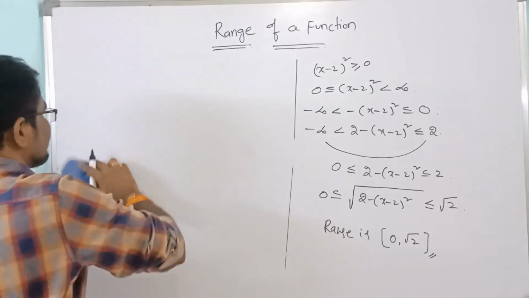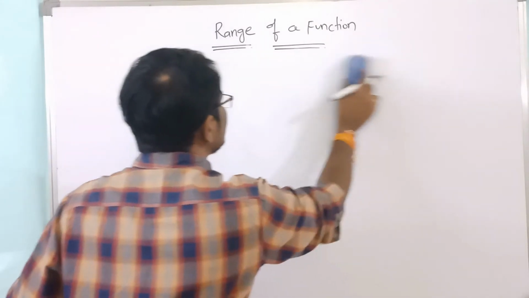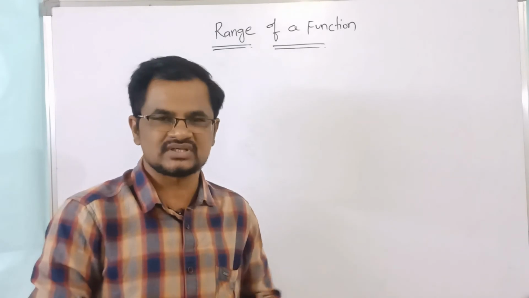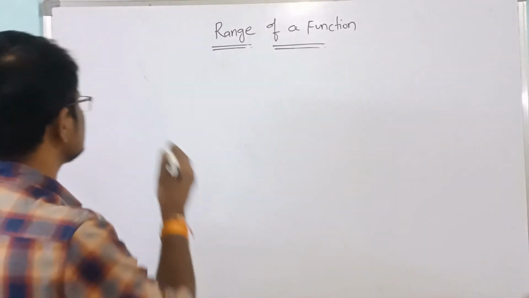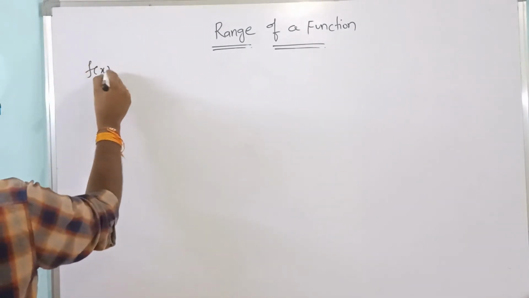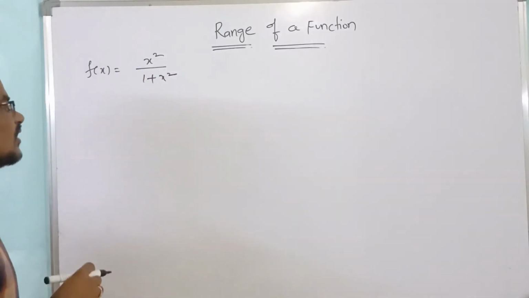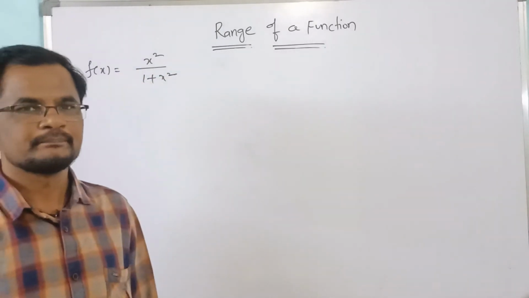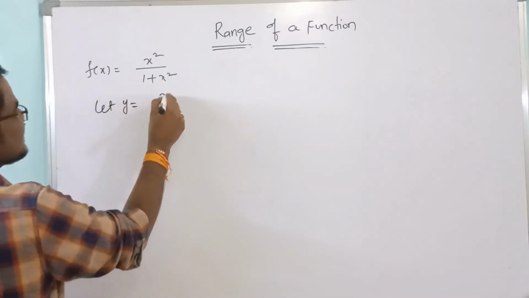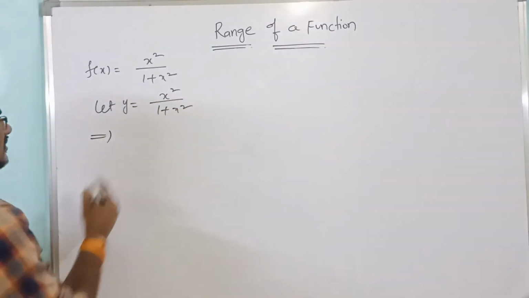Suppose any function is in the form of a quadratic by a quadratic, numerator also a quadratic expression, denominator also a quadratic expression, then how to find the range? In this first problem I will take, suppose f of x equals x² by 1 plus x², they have given. So how to find the range of this function? For this, here also I will take let y equal to x² by 1 plus x². Cross multiplication.